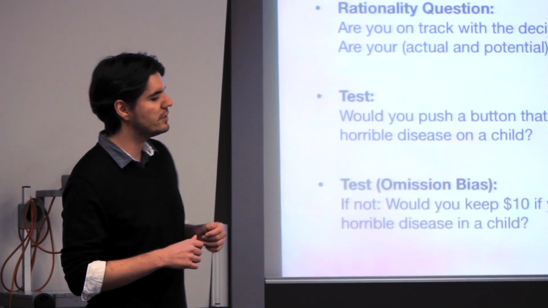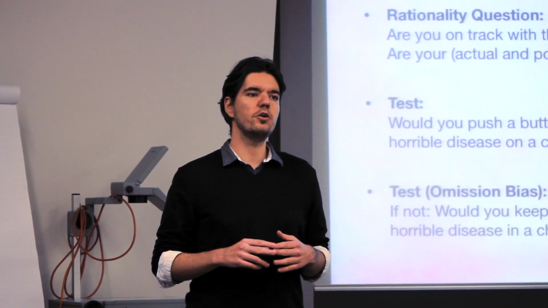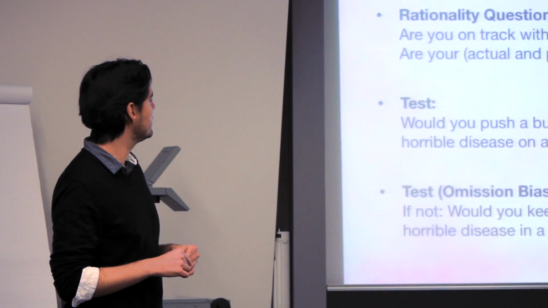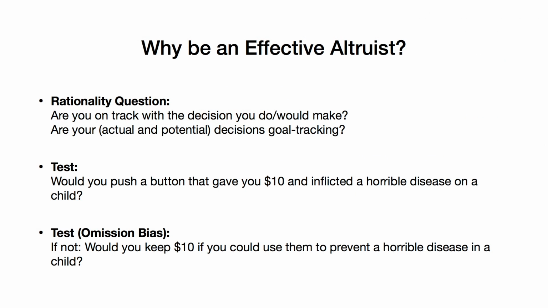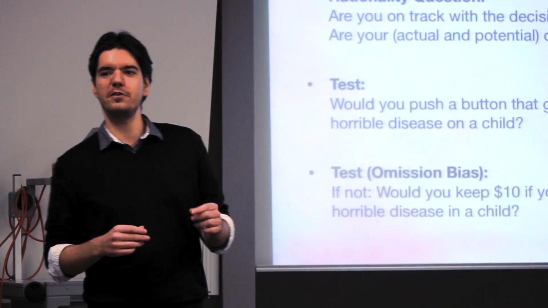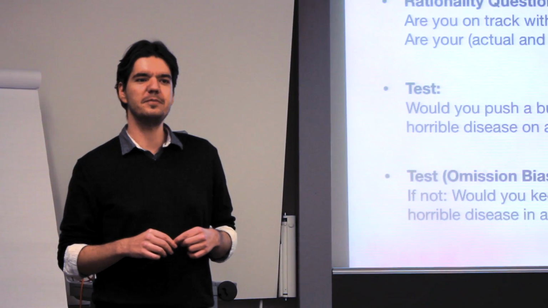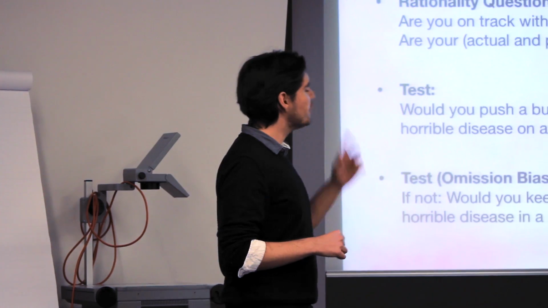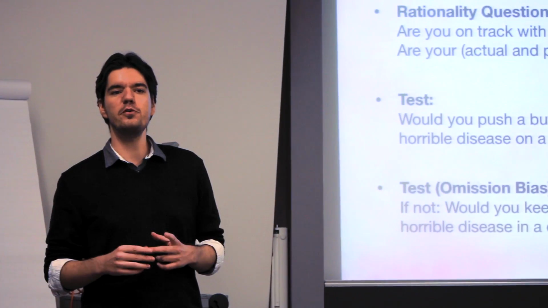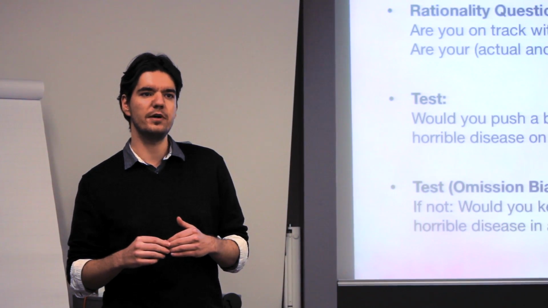And one test in order to see whether someone's decisions as an alleged egoist are goal tracking would be the following hypothetical example. Would you push a button that gave you $10 and inflicted a horrible disease on a child? Now, most people, at least most non-psychopaths, I would assume, would probably not push that button. And if you don't push it, then that already seems to prove that you're not really an egoist, that egoism is not your true utility function, as it were.